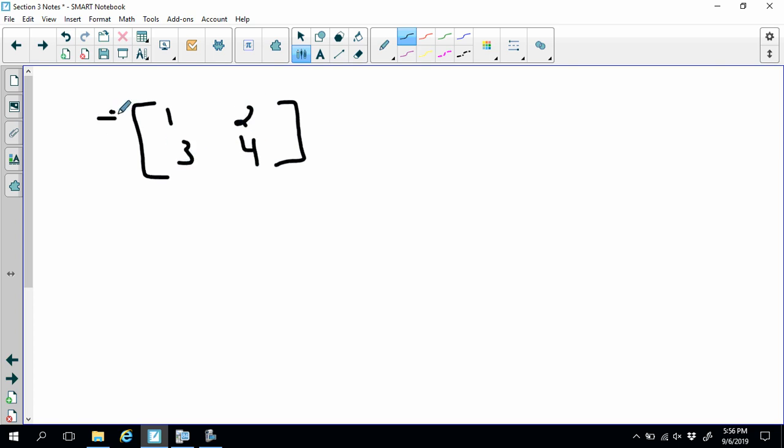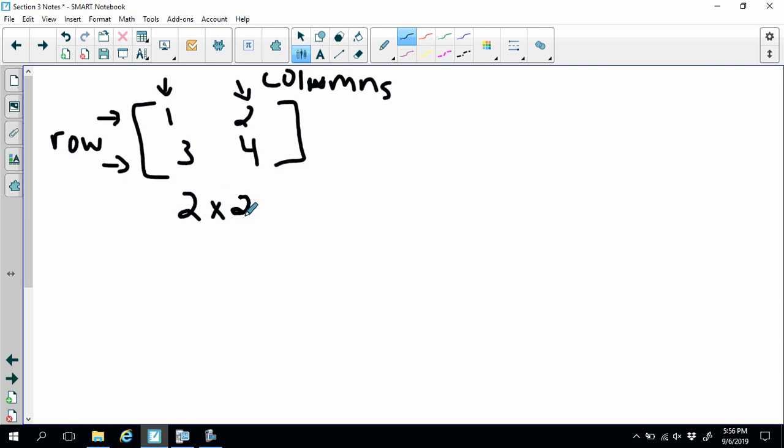Going horizontally, these are what we call our rows. And then going vertically, that's what we call the columns. So we look at this matrix, and we can definitely see the number of rows and the number of columns. So when we talk about the dimension, in this case we have two rows, so we have 2, and then we have 2 columns. So we have a 2 by 2. That's the dimension of this.